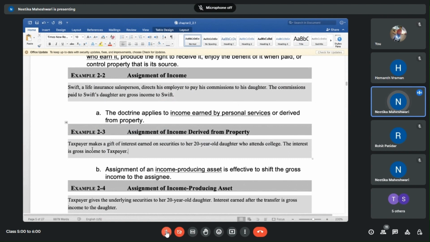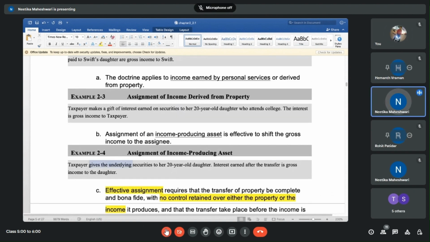Next. Right, because the taxpayer makes a gift of interest earned, but the interest is earned by the taxpayer himself. He's just gifting the interest, not the property. If he had gifted the securities to the daughter and the daughter then received the income from the securities, it becomes the daughter's income. Here he's assigning the full asset to the daughter, saying I'm not giving you income, I'm giving you securities. Whatever income comes or does not come, or the prices go up and down, that has become the daughter's asset. So in that case, interest earned will be considered income of the daughter.